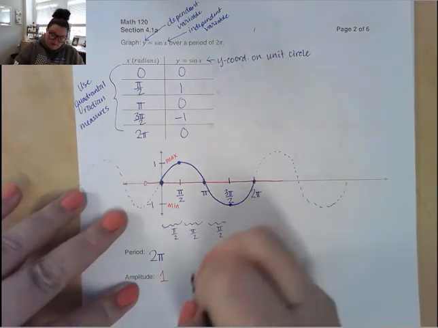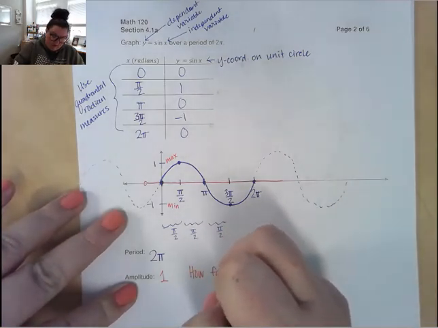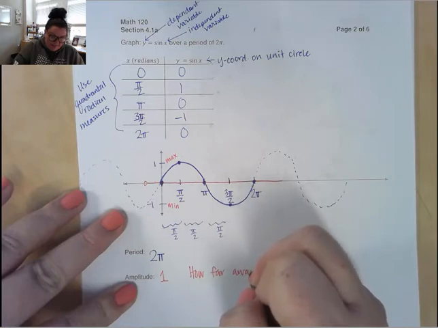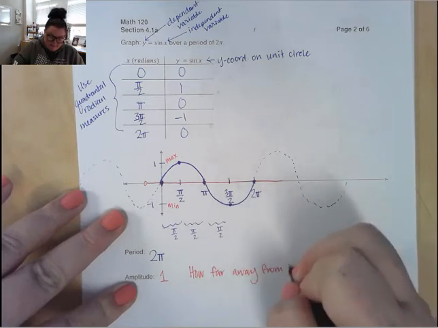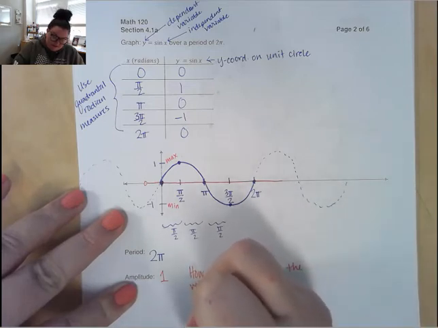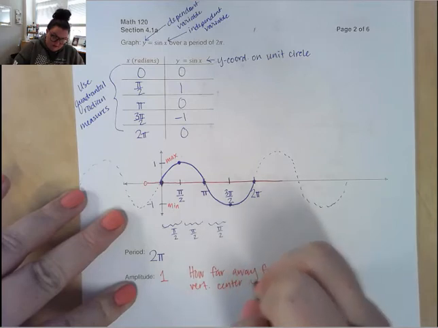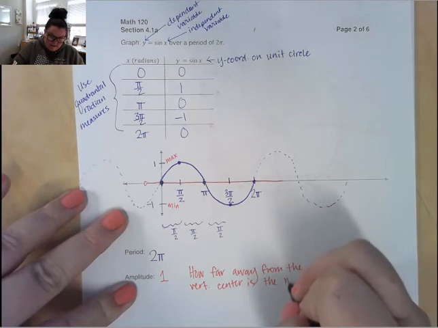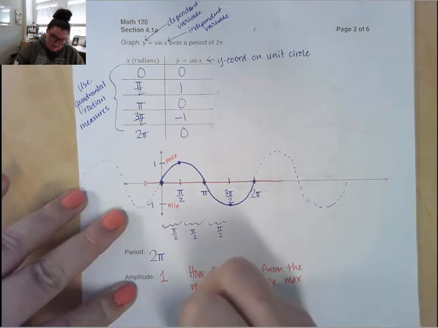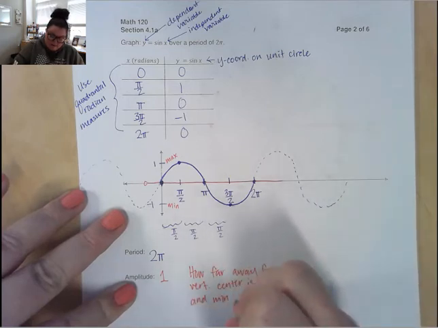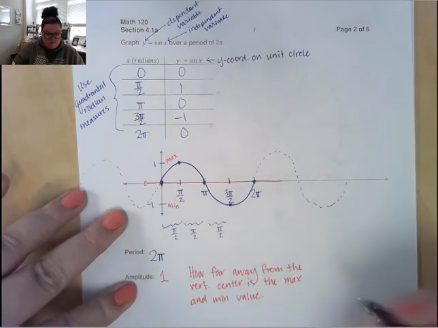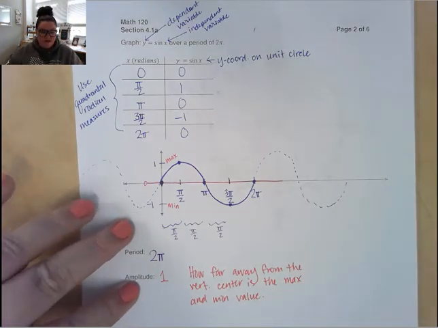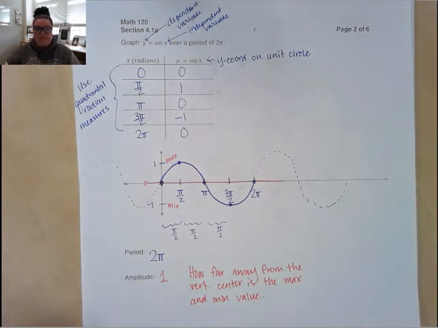And I'm just going to write over here, this is how far away from the vertical center is the max and min value. So if you're looking back at your notes and you're like, I don't know how we got that, now we know.